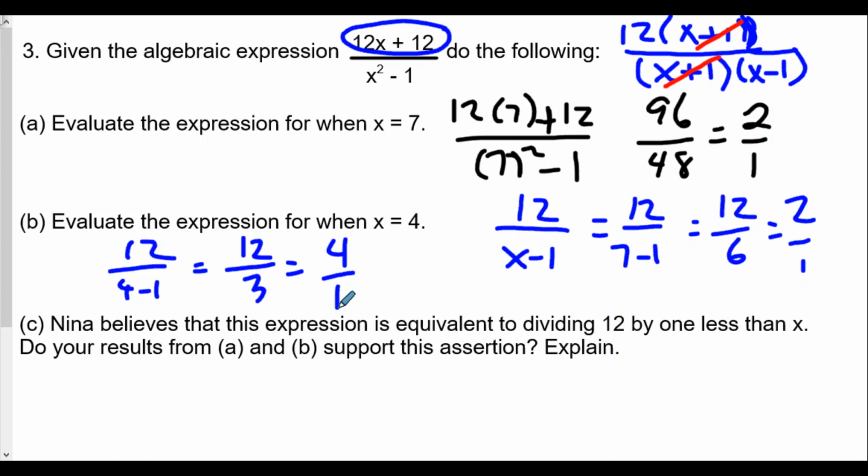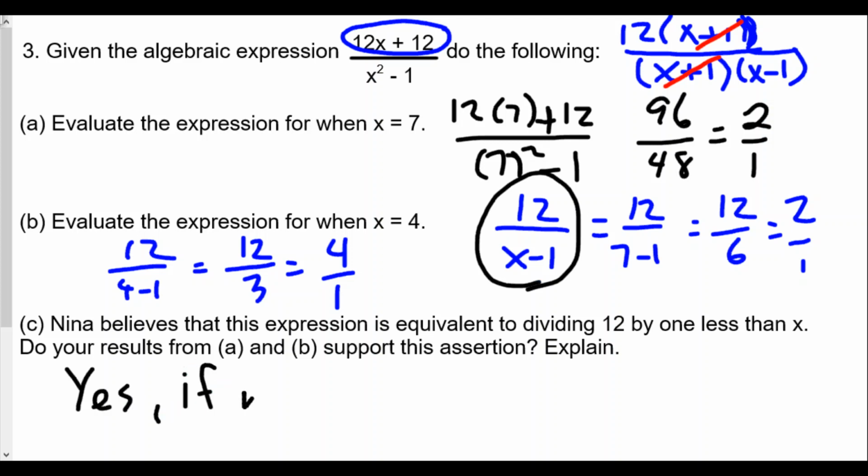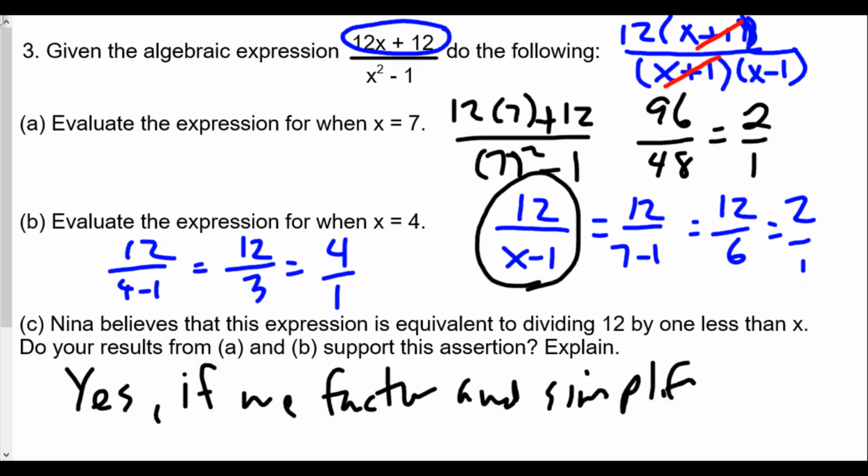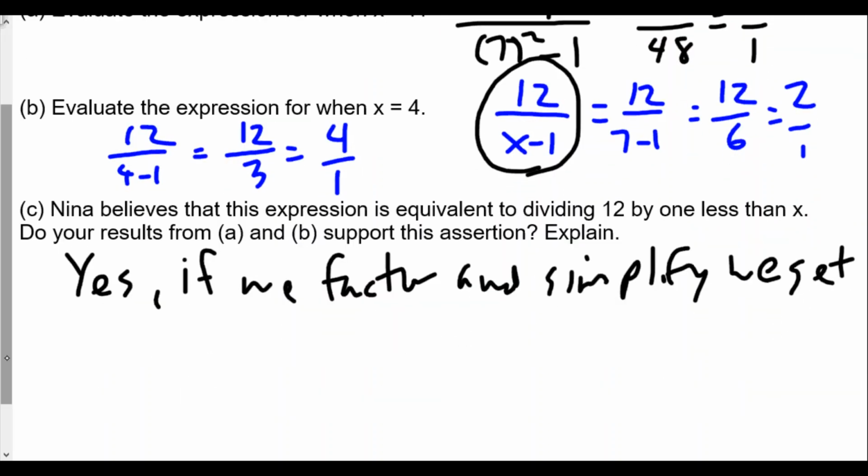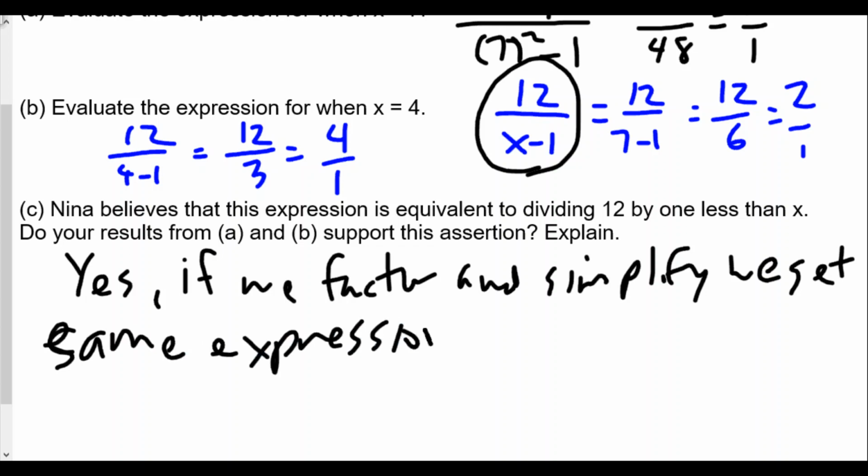Well, does it work? And the answer is yes. 12 divided by 1 less than x. This is what we call the factored expression. And so yes, if we factor and simplify, we get the same expression, except for one thing. And here is the big deal.